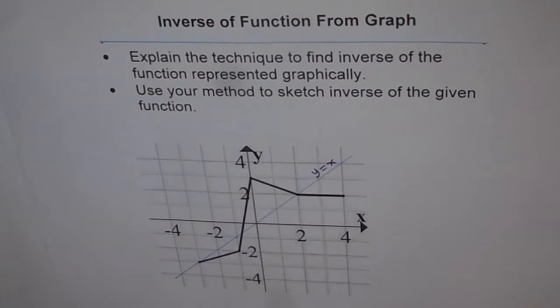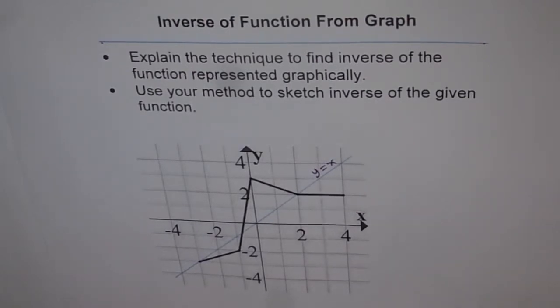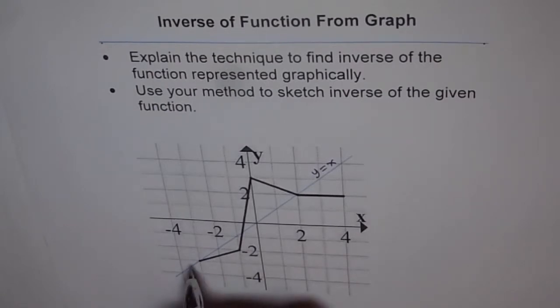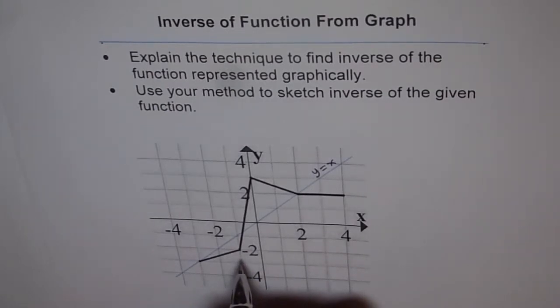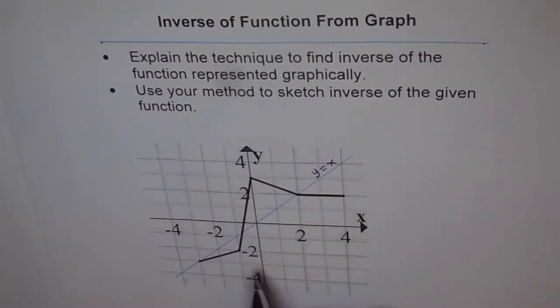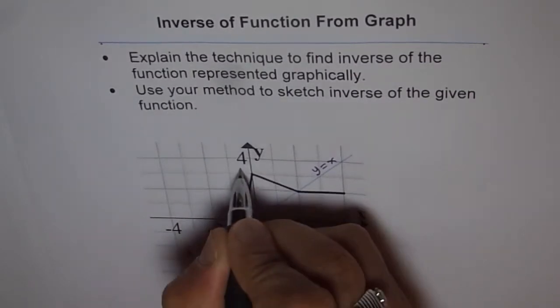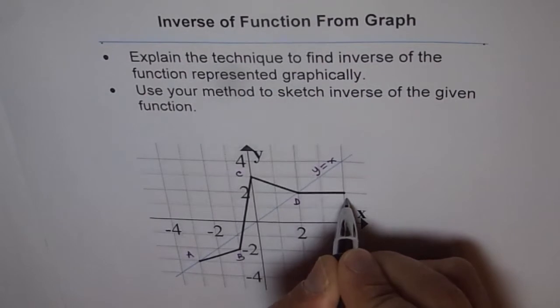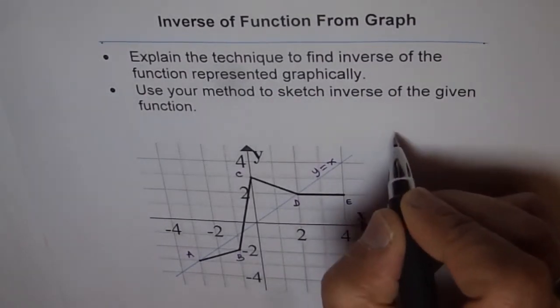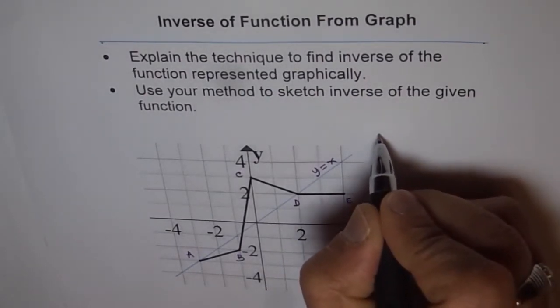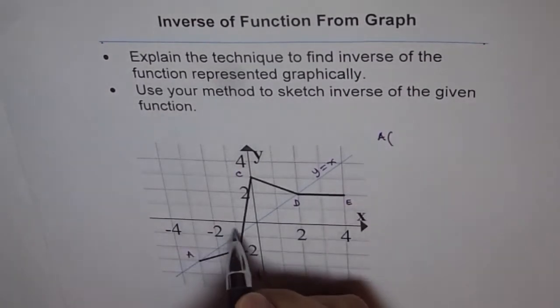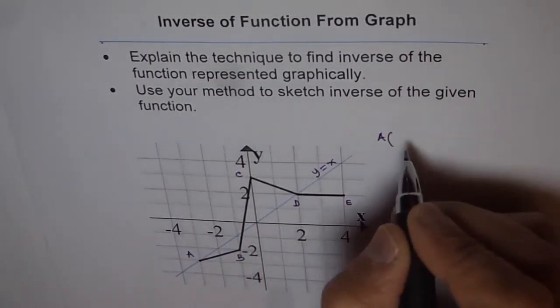And let's try to do it and see whether we really get inverse of this function or not. So first, let me identify all my points, write them as set, and then we will see how to find inverse using the graph. So let's start from these points. Let's say this point is A, B, C, D, and E, right? So point A is minus 3, minus 3.